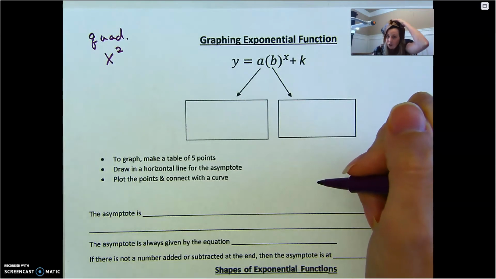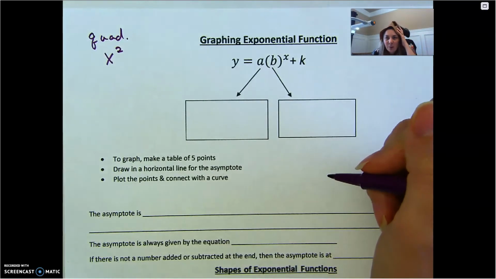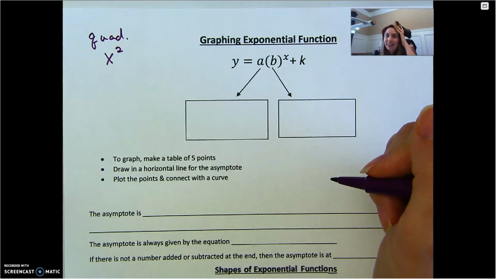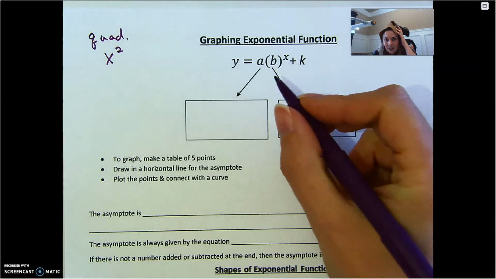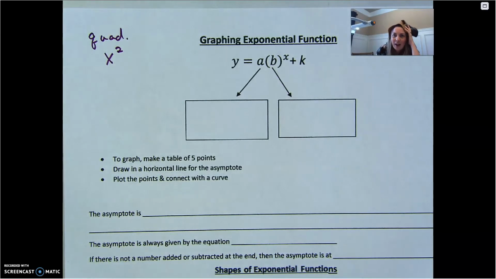Exponential functions are really useful. Perhaps you've heard the news that there's a virus going around. Yeah, crazy. It's exponentially growing. So this is more useful than I could have ever imagined for our everyday life.